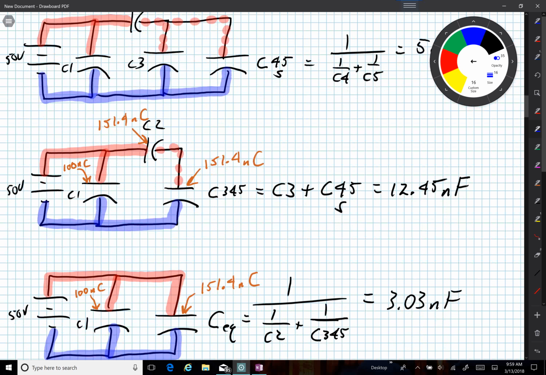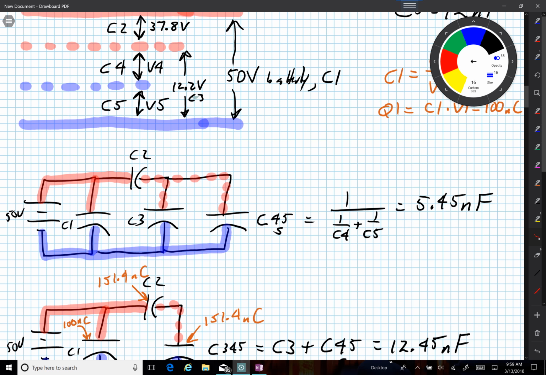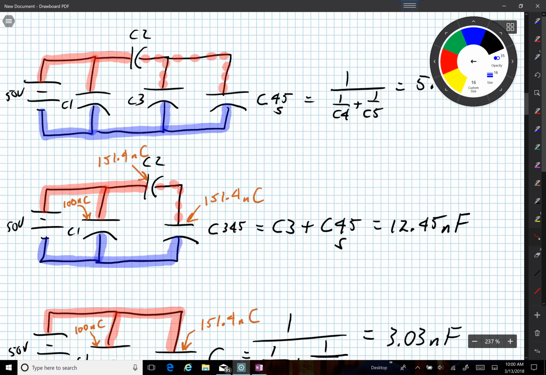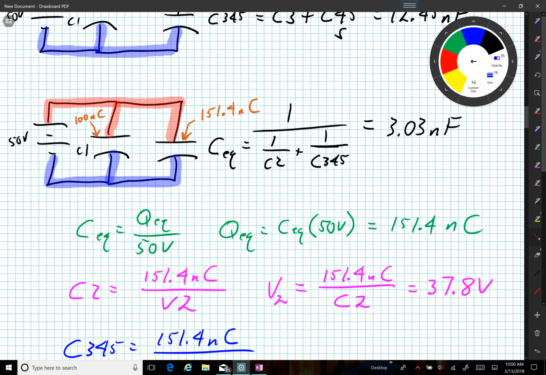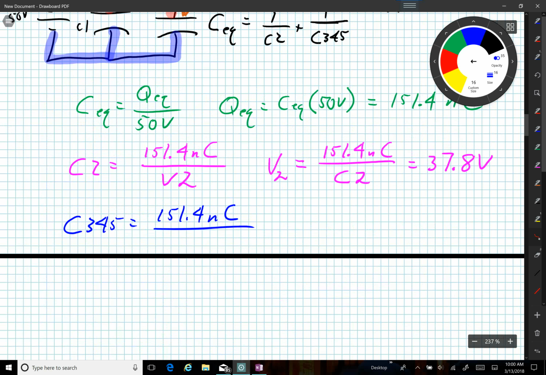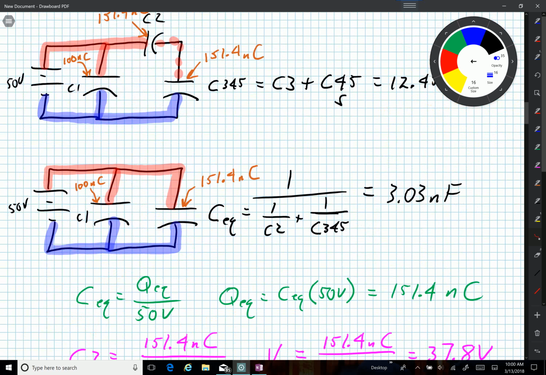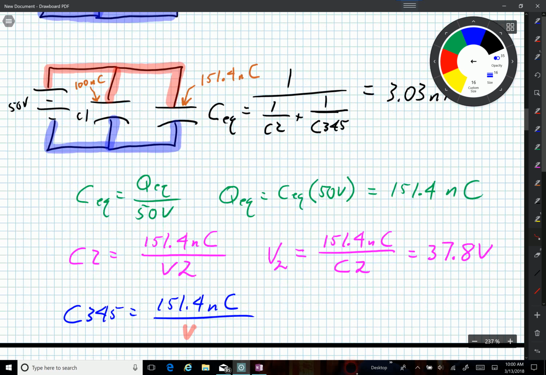Let's see. We're looking here at the dashed red, solid blue. What did we call that way up here? Dashed red, solid blue. Oh, we already figured that out. That was 12.2 volts. We don't need to do that calculation. Well, let's do it. It ought to come out to be the same, right? And we called that V3.